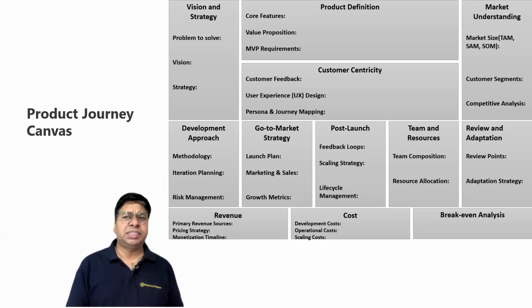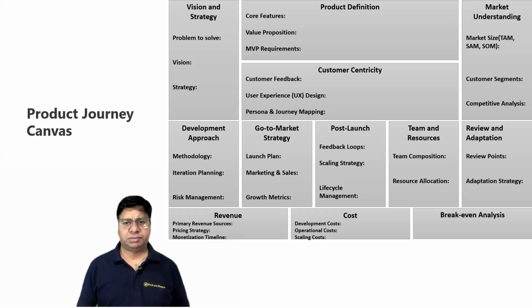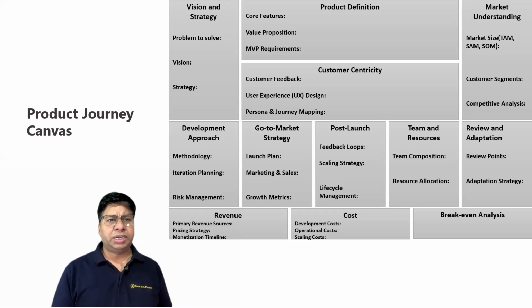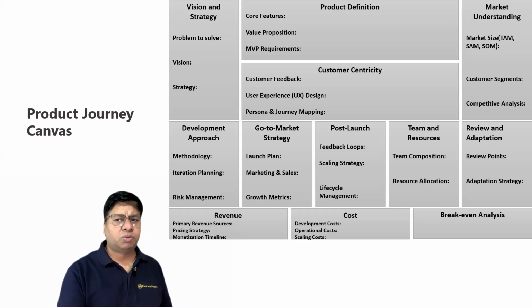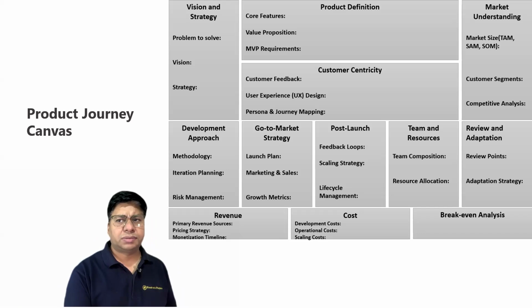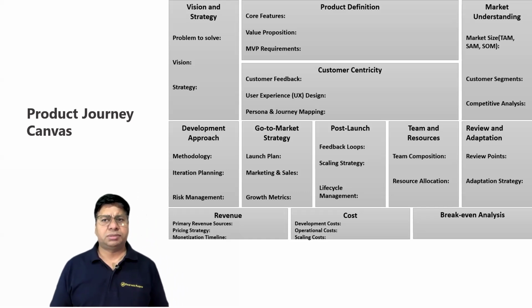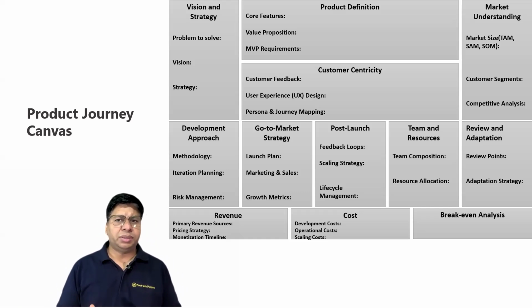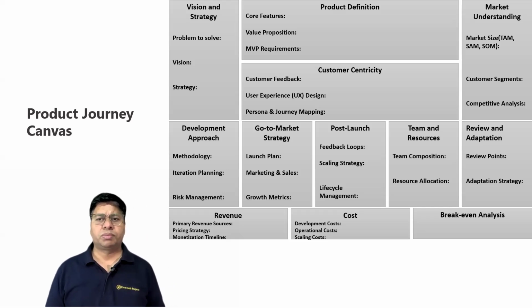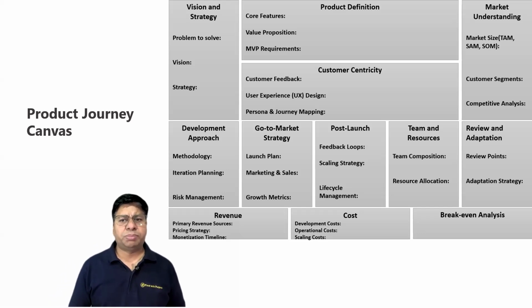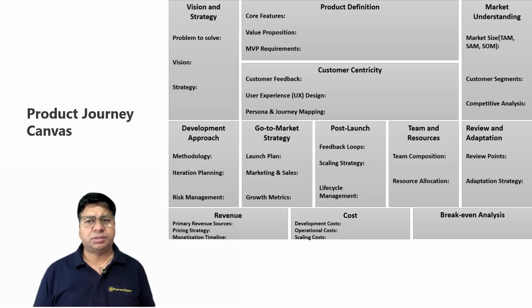The next section in the middle is product definition. In the product definition, what are the core features which you want to develop, or which you should develop? What must your product do? What is the value proposition? Why will users buy this product? Why will users choose you? What is the MVP requirement? What is the minimum viable product that can be launched?